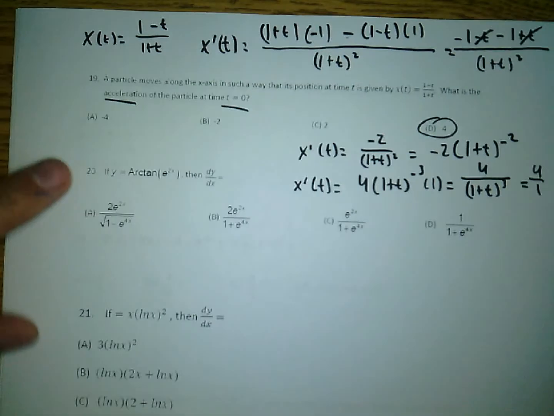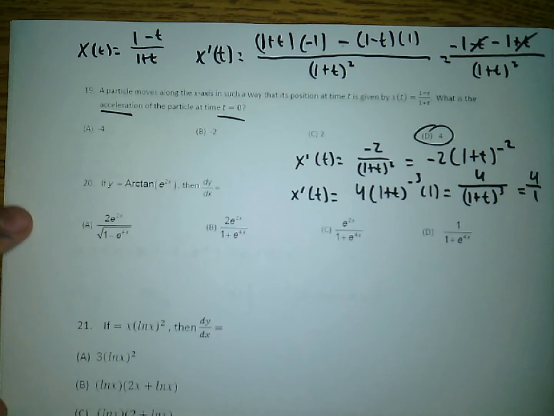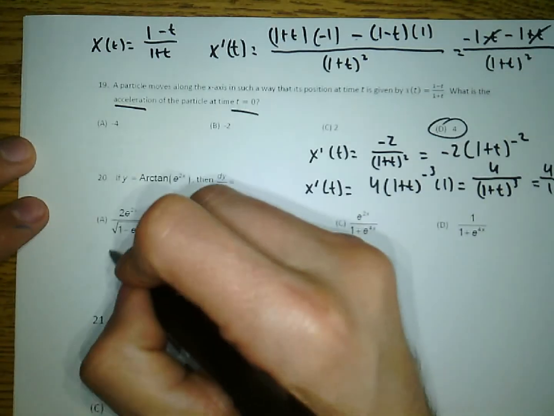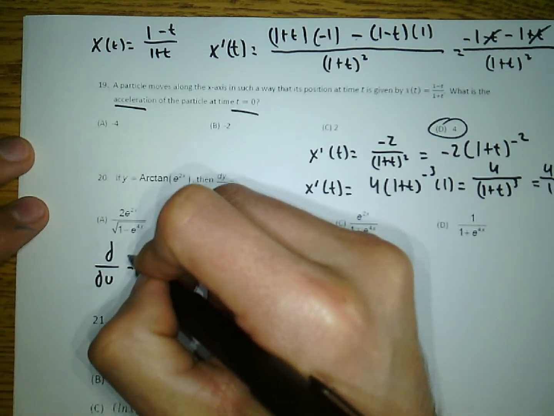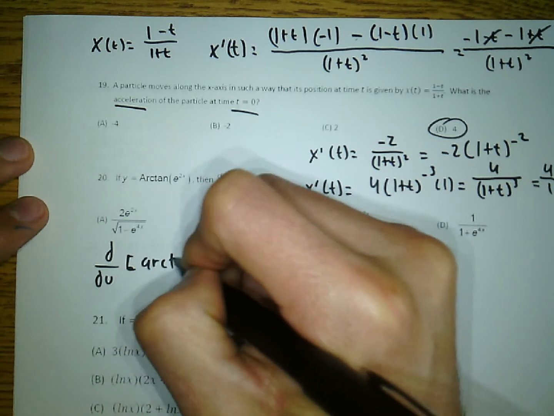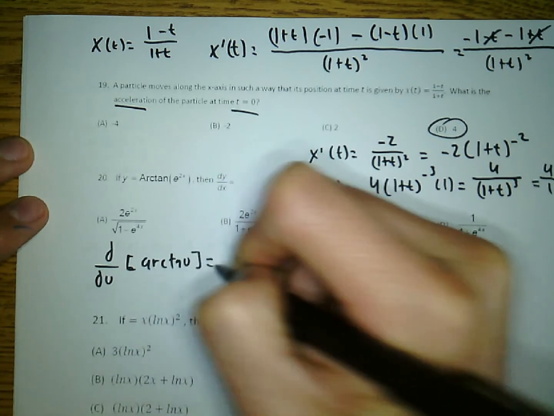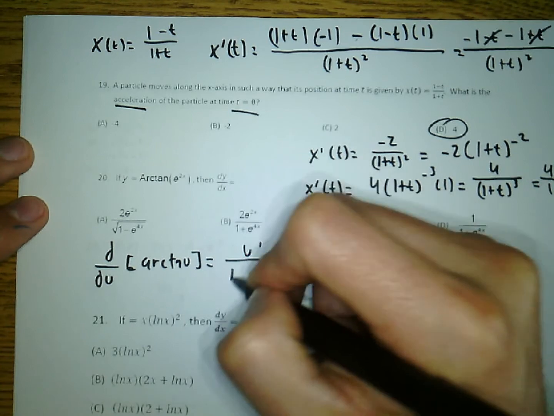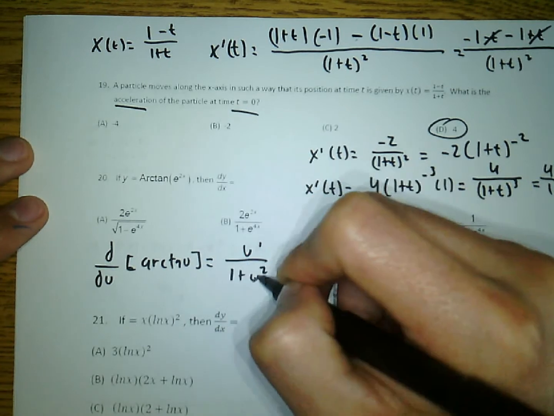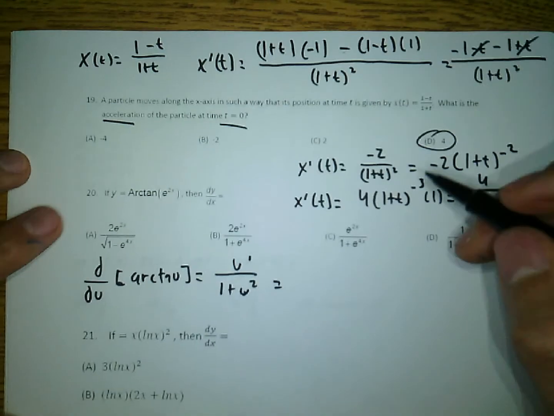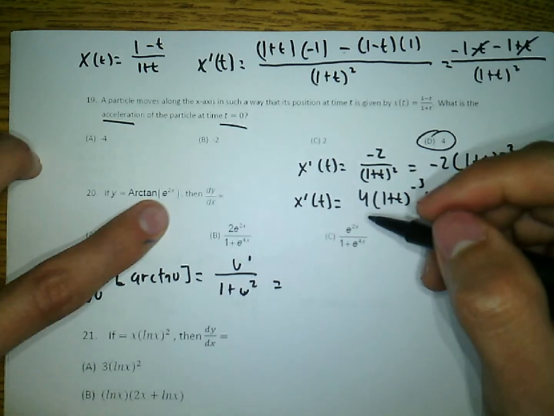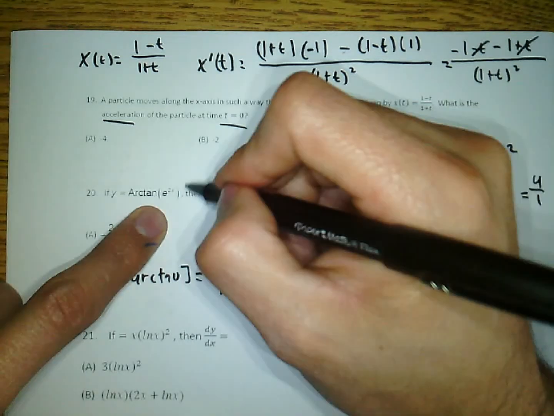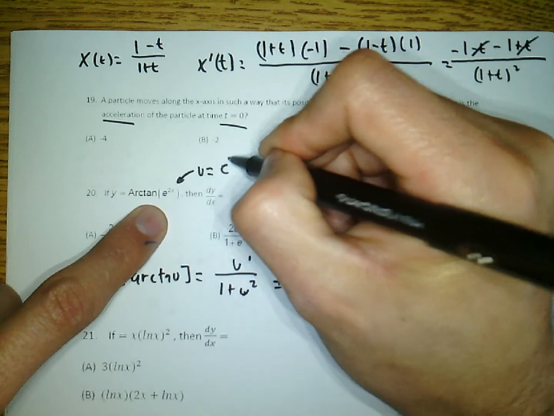Number 20, we've got, what is the derivative of arctangent? Okay, so the derivative of arctangent, let's go ahead and refresh. The derivative of arctan of u is equal to u prime over 1 plus u squared. So that's going to be very simple. In our case, we've got arctangent of e to the 2x. So that's going to be u right here. So u is e to the 2x.